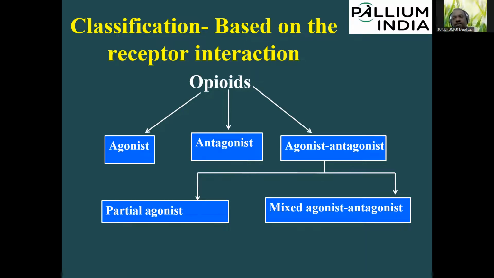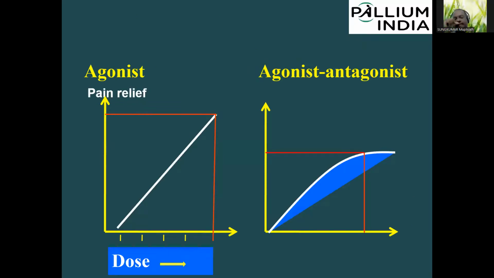Agonist-antagonist means on some receptors it will act as an agonist, but on some other receptors it will act as an antagonist. So let's look at this graph. Examples of agonists are morphine, methadone, fentanyl, tramadol. Here on the x-axis is the dose of opioid, and on the y-axis is the pain relief. This patient has this much pain, 10 by 10. Suppose you give injection morphine 5 milligram, it will give some pain relief, and as you increase the dose, it will give corresponding pain relief. When you increase the dose up to this red line, it will give complete pain relief. This is the property of an agonist, which is known as no ceiling effect for analgesia.